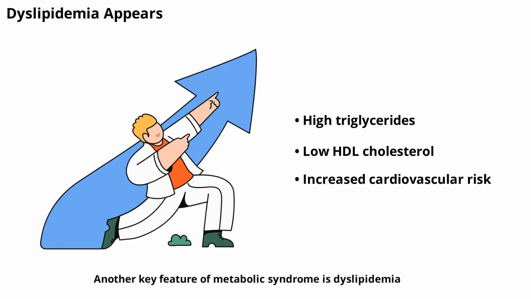Another key feature of metabolic syndrome is dyslipidemia, which refers to abnormal levels of lipids in the blood. Typically, this means higher triglycerides and lower HDL, good cholesterol. These changes are driven by insulin resistance and central obesity, and they further increase the risk of cardiovascular disease. Monitoring lipid levels is an important part of managing metabolic syndrome.